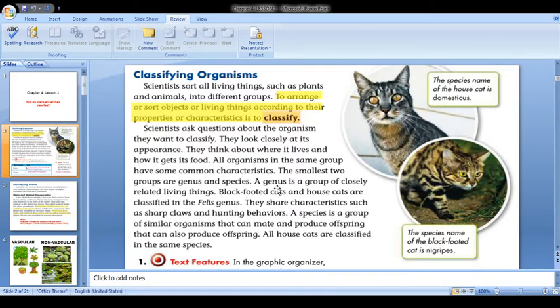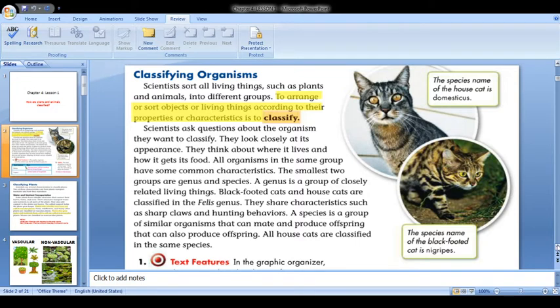One group they call genus, in which they kept the house cats and the black-footed cats. It is a very small group, with very few animals in the genus, but they had a species group in which many animals were there. Why did they make this group? In this group they kept all the animals that can make babies.